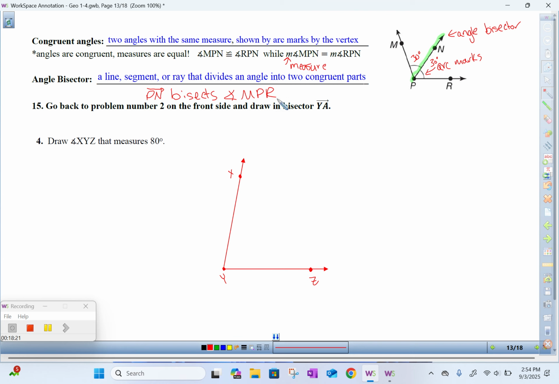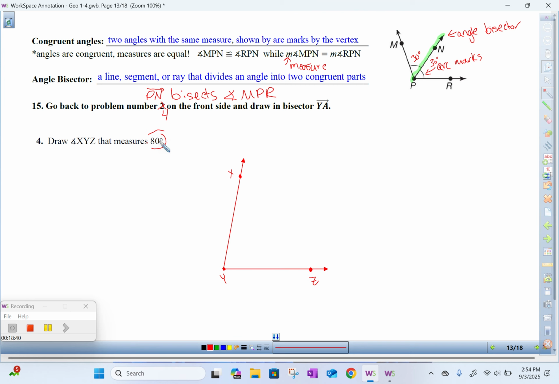So now what we're going to do is go back to the front side, and it was actually problem number 4, not problem number 2. And we're going to draw in bisector YA. So we're going to draw in a bisector that cuts this larger angle XYZ in half. It's a bisector. It cuts into, bisect is two sections. And specifically, they're two equal sections.